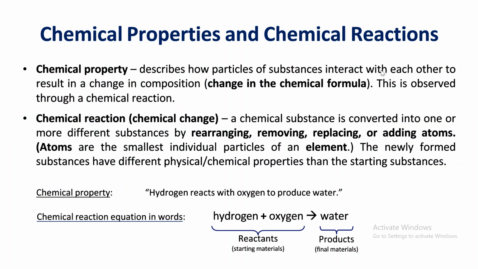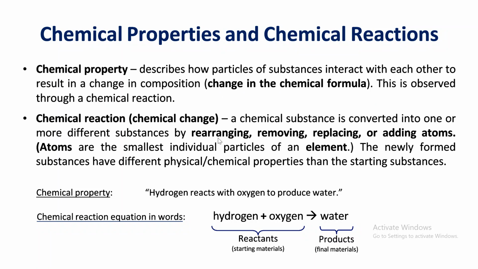Again, this theory, make sure to mention it in the final paragraph for today's lab. We have chemical properties, which are used to describe how particles of substances interact with each other to result in a change in composition. We talked about this last week and we also mentioned it in our lecture. So chemical property will give rise to chemical change, and we represent this with a chemical formula. You need to see a change in the chemical formula, and this is observed throughout the chemical reaction.